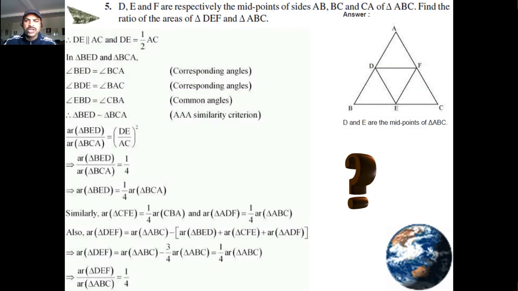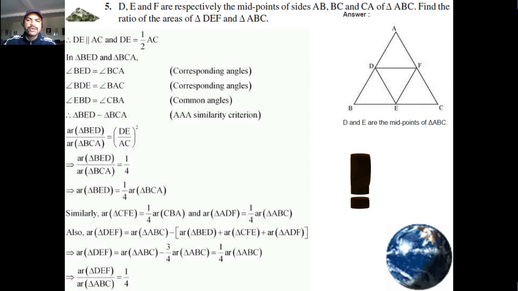Now students, next question, question number 5. D, E, F are respectively the midpoints of the sides AB, BC, CA of triangle ABC. Find the ratio of the area of triangle DEF and ABC. Answer: D, E, F are midpoints of the sides of triangle ABC. DE is parallel to AC, so DE is equal to 1 by 2 AC.